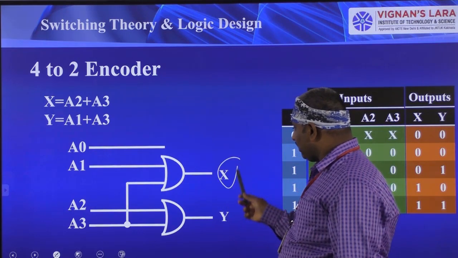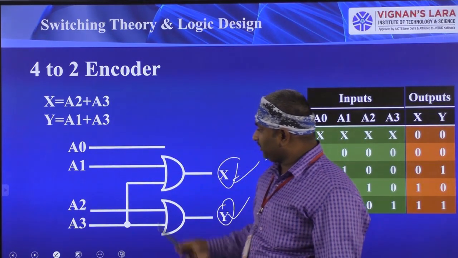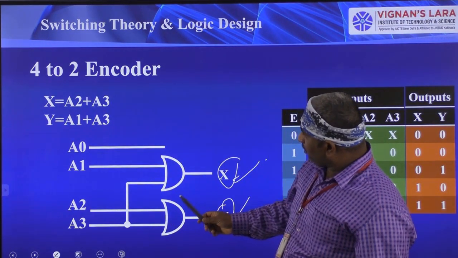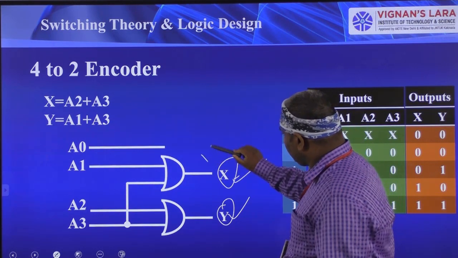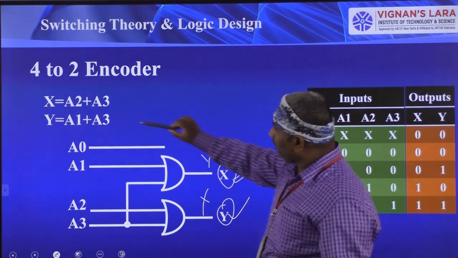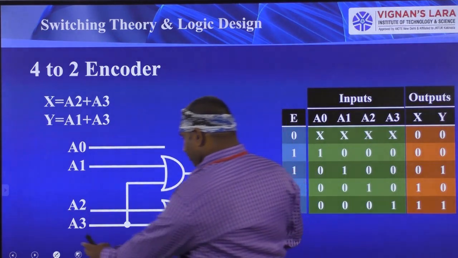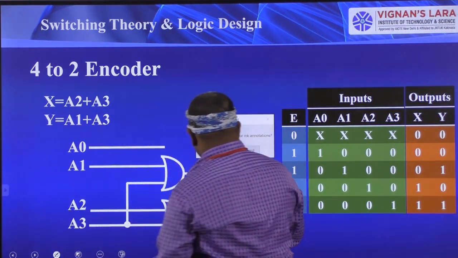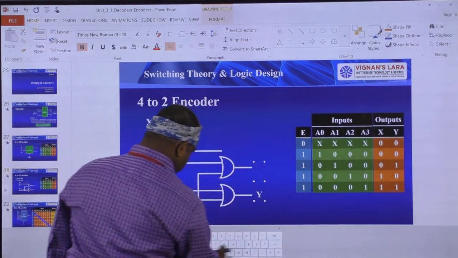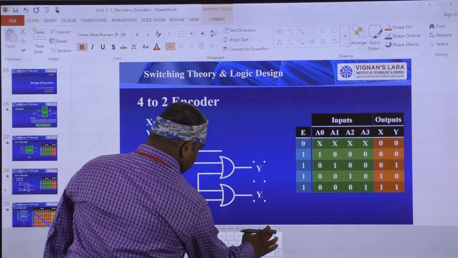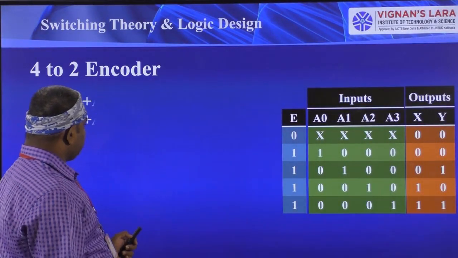So see here, X is the output and Y is one more output. So for X output, what is the condition? A2 plus A3. So see here, what we have drawn, is it the same way or not? So this is the Y, this is the X. For Y, it is equal to what? A1 plus A3. These two signals are connected here. So this is the Y. This is the X. Right. So this is the modification we have done here.